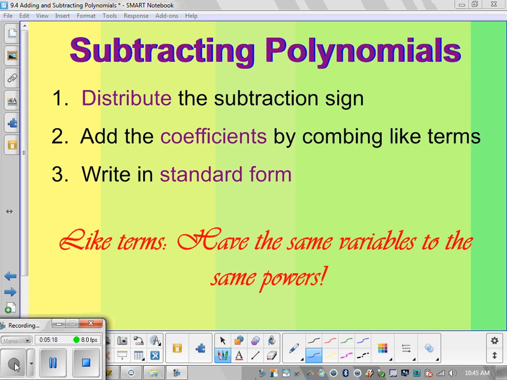We will add the coefficients by combining like terms. Remember, like terms means the same variable to the same power. When you're done, make sure your answer is written in standard form. When you're done copying that down, go ahead and move on to the next slide.